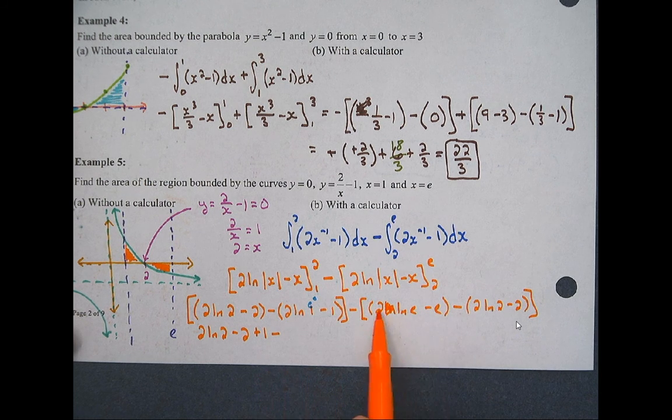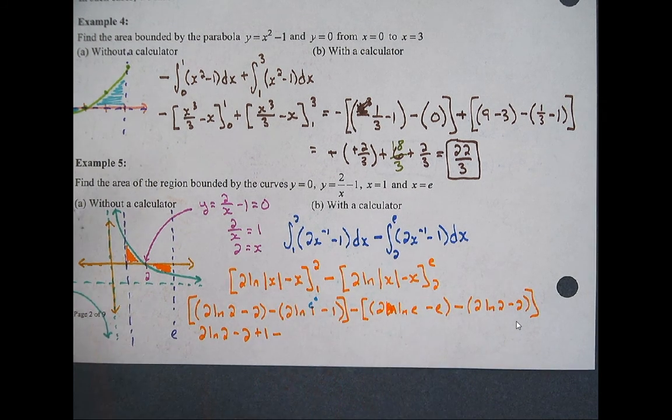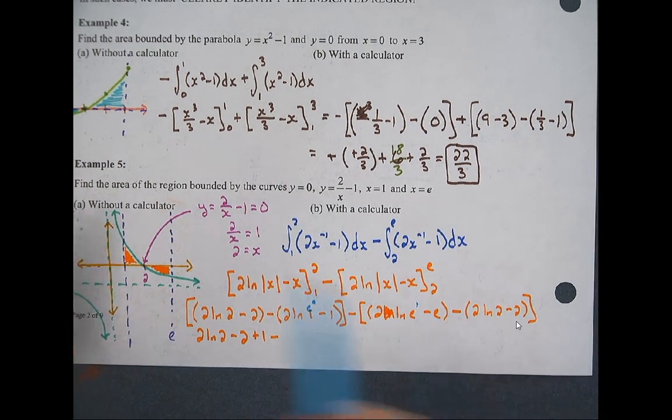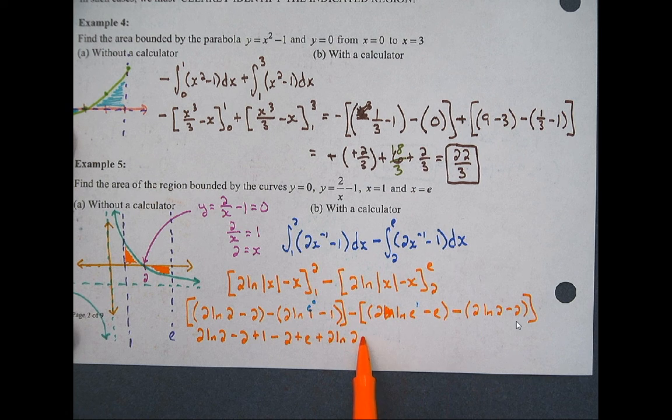Subtract 2 natural log of e. Well, e is really e to the first. So natural log of e to the first, that becomes 1. 2 times 1 is 2. Minus e, but that's distributing a negative, so that becomes plus e. All right, I'm just going to take this negative and make them a positive, so then I can just leave them as is. So I've got a positive 2 natural log of 2, and then minus 2.